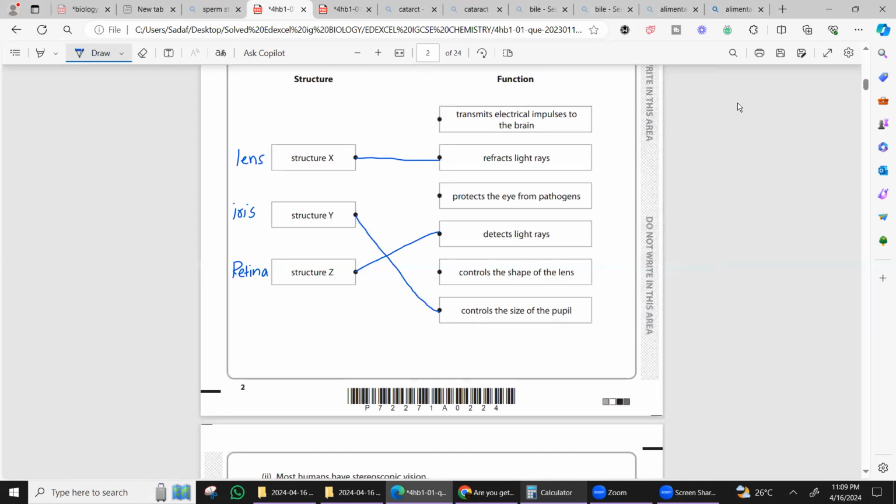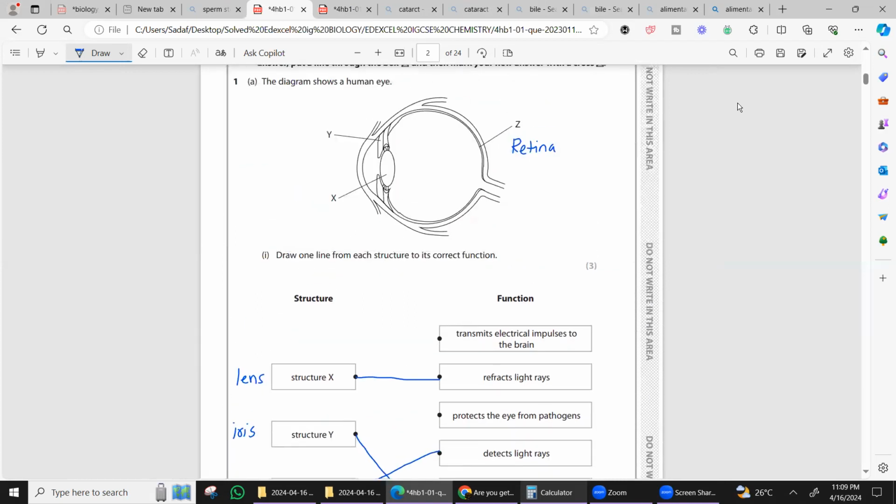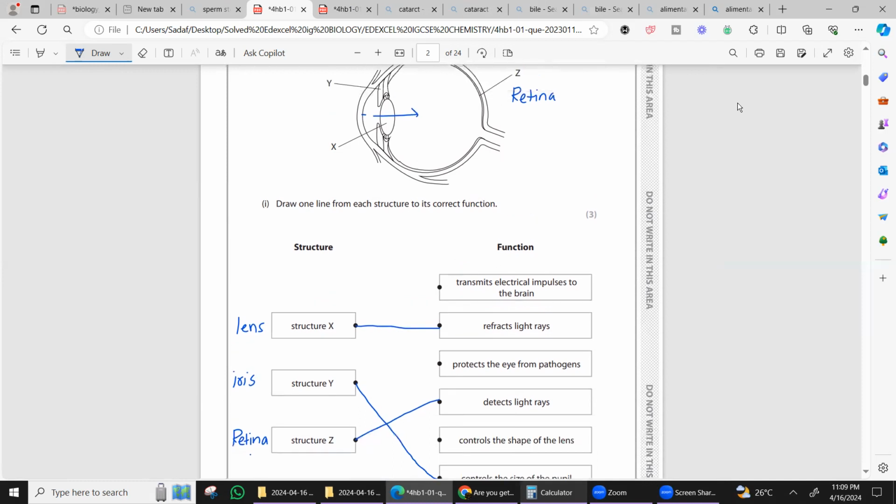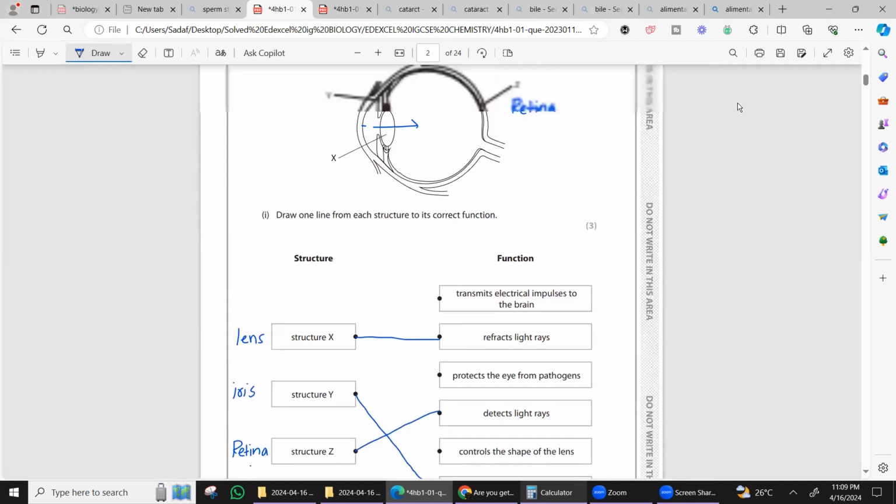So the function of lens is to refract light rays. Iris controls the size of the pupil to let the light enter the eye. Retina helps to detect the light rays. This is the lens which helps the light to refract. And this one is iris which controls the size of the pupil. And retina is the innermost layer here which detects the light rays.